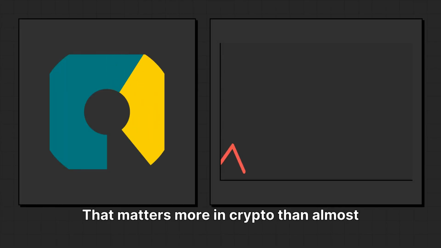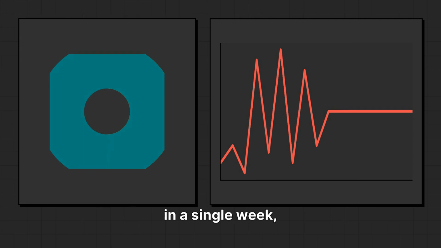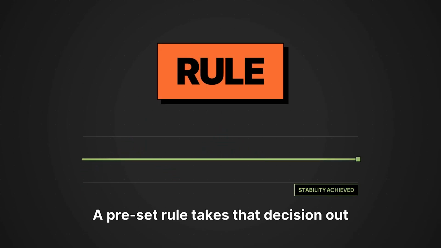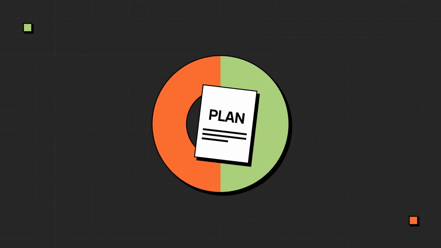That matters more in crypto than almost anywhere else because prices can swing hard in a single week, and it's easy to convince yourself that this time is different. A preset rule takes that decision out of the moment. You're following a plan you made when you were thinking clearly.